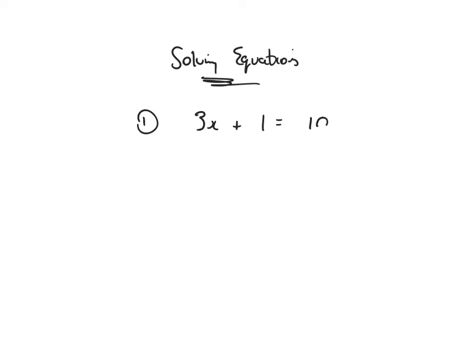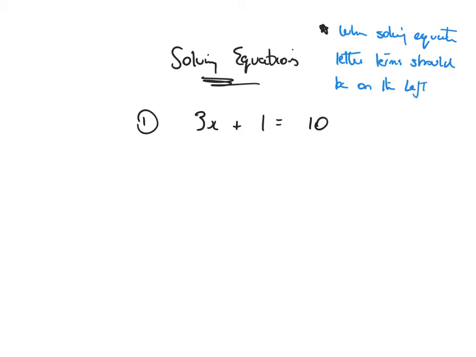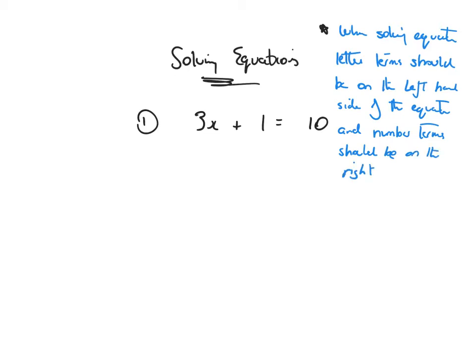Okay, so let's start with 3x plus 1 equals 10. Okay, now a note to take down to get going with this, and you should take this down: when solving equations, letter terms should be on the left hand side of the equation, and number terms should be on the right hand side of the equation.